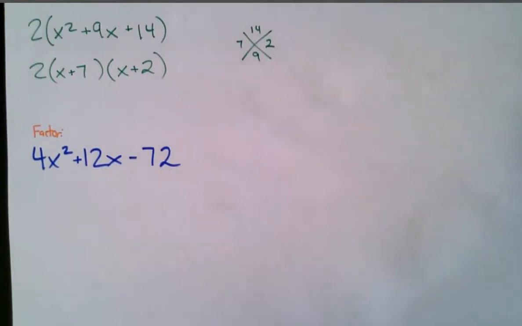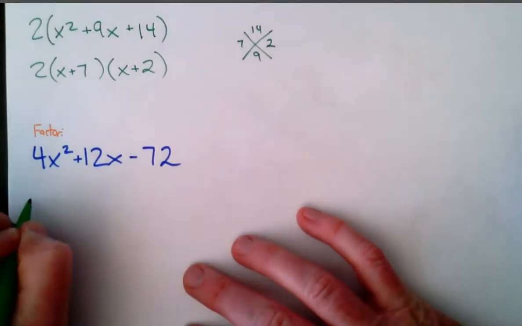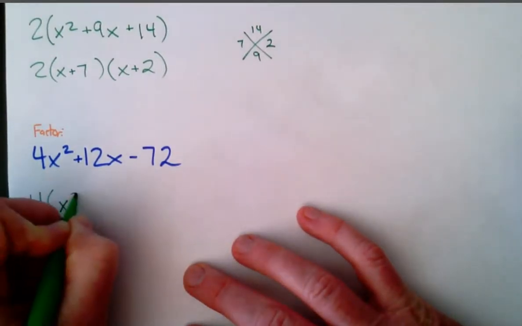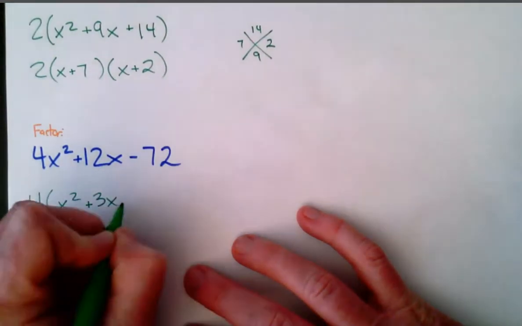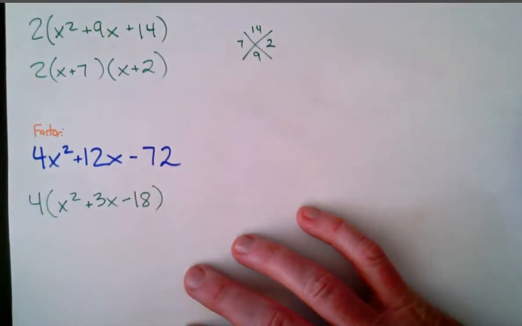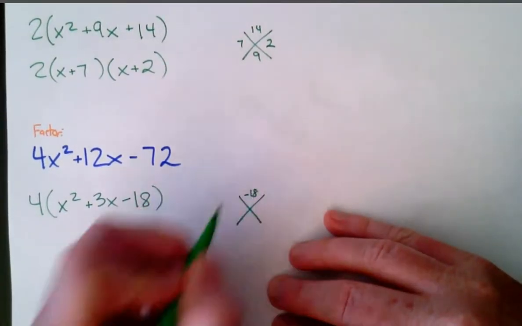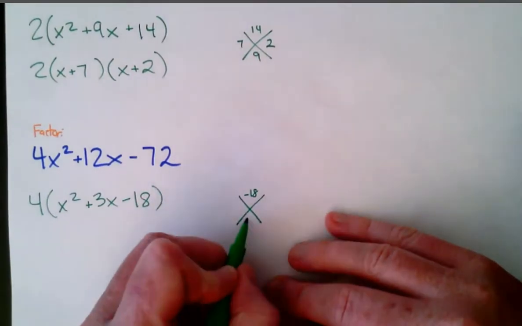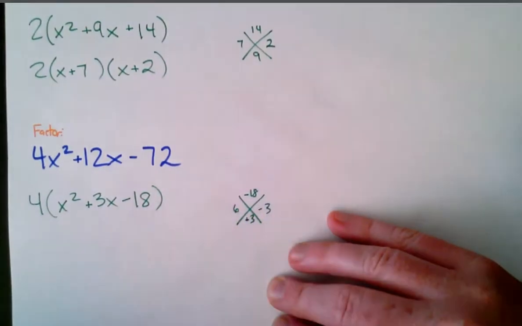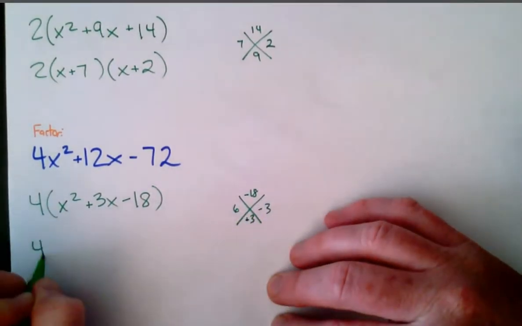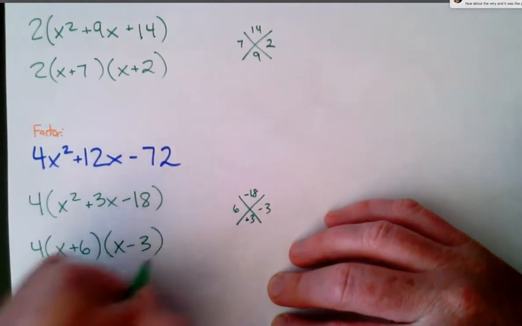All right, let's take a look at this one down here. What can be factored out of each? Well, I think they're all divisible by 4. We'll take the 4 out. I have x squared plus 3x. Negative 72 divided by 4 is negative 18. Now we're going to have to find the two terms there. I have negative 18 and a positive 3. How about a 6 and a negative 3? So I have 4, x plus 6, x minus 3.